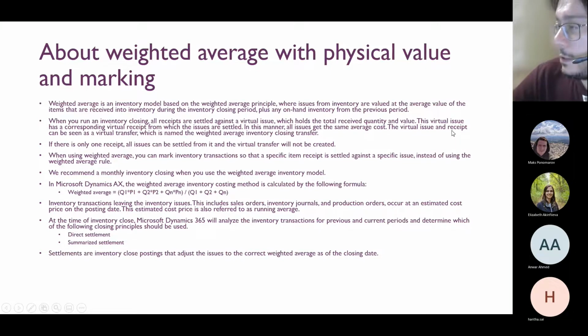Then any issue transactions are also marked against the receipt transactions in the same way that is done with FIFO, but as a result, they are marked against the average value. So whatever we received, whether it was received by air or by sea or by road, it will all be sold with the same averaged cost price of everything that we received in this item.